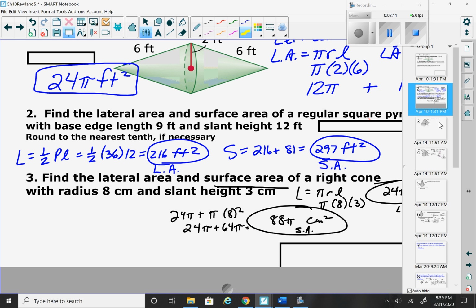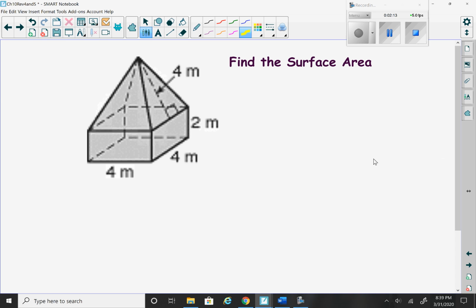Again, today is just kind of a review, so we're going to do a couple problems practicing our surface area. This one right here kind of always reminds me of a house shape. You have a box on the bottom and a pyramid on the top. And again, remember that it's hollow in the middle.